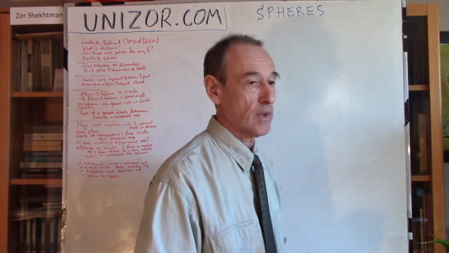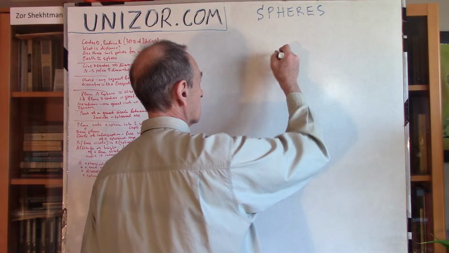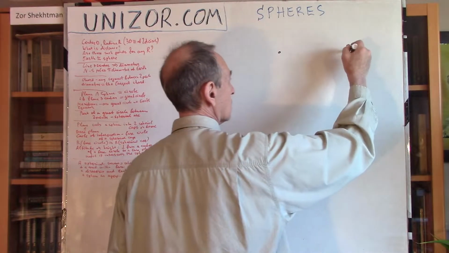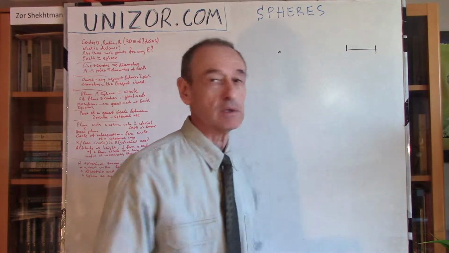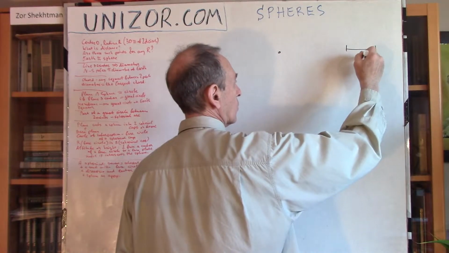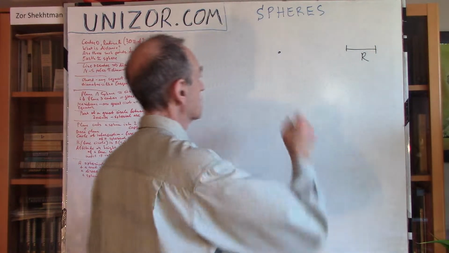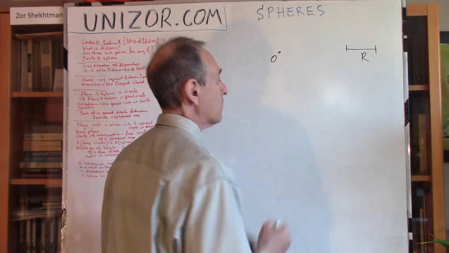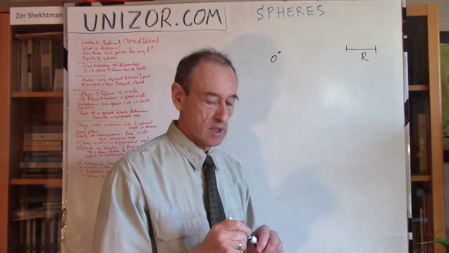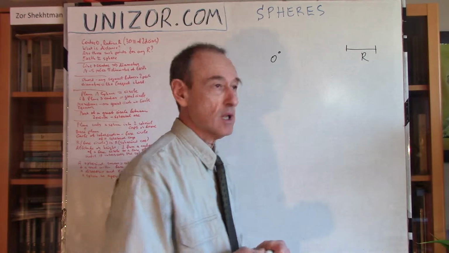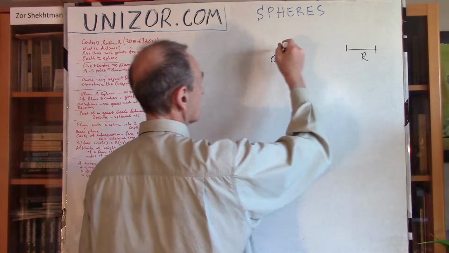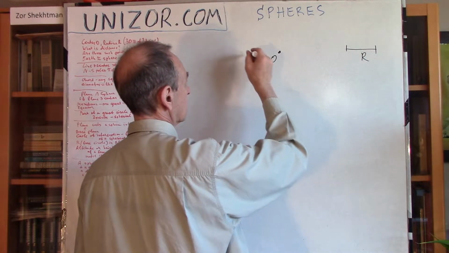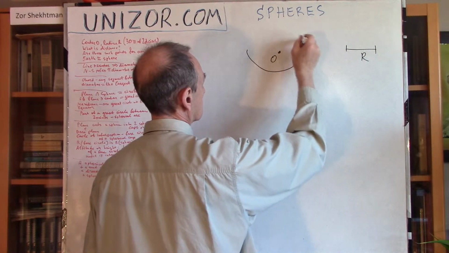Let's consider we have a point somewhere in three-dimensional space, and I also consider we have a certain segment which I call the radius, and this point will be called the center of the sphere. Now I'm considering all the points in the three-dimensional space which are located at the distance of this radius from the center. So it's something like this.